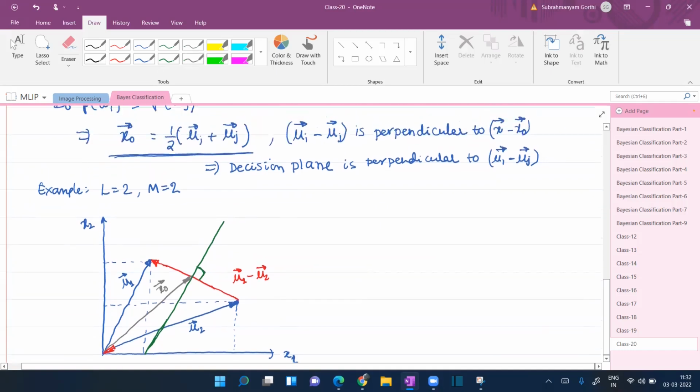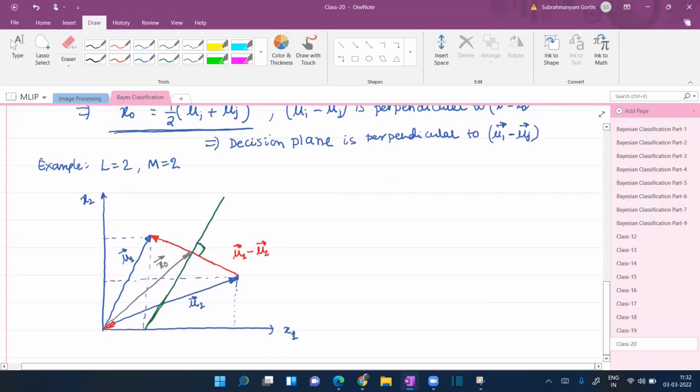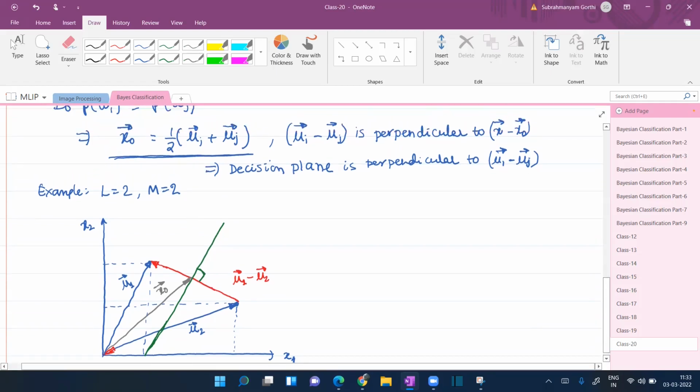Okay, this x naught bar equals half of mu1 plus mu2. Of course, this green line is the plane where it is perpendicular, and on the line mu1 bar minus mu2 bar, that intersection is nothing but your x naught bar equal to half of mu1 bar plus mu2 bar. And of course, things will be much simpler.